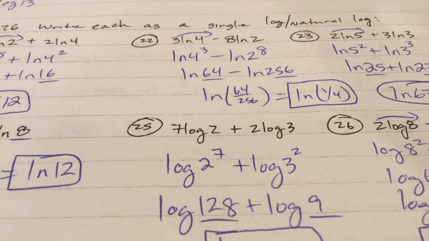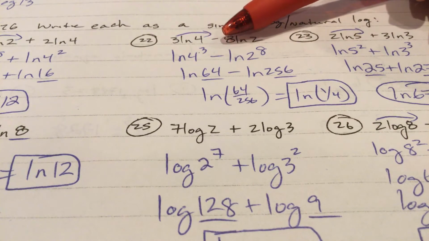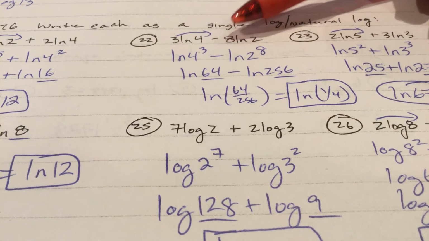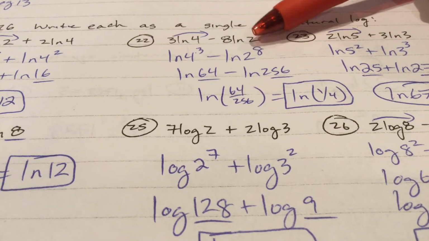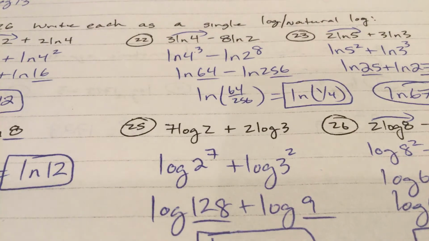This next one, exponent is 3. This is 4 to the 3rd. Minus, exponent is 8. That's 2 to the 8th. 4 to the 3rd is 64. 2 to the 8th is 256.